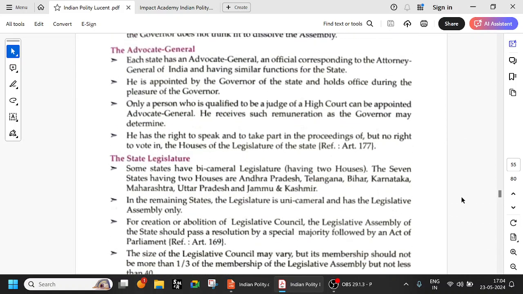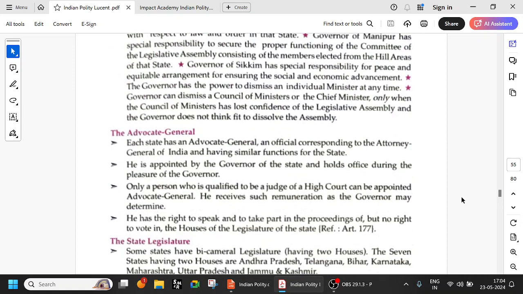So we've seen the state legislature already. Let us look at the Advocate General also, because the Advocate General is closely related to the legislature. He participates in the proceedings. Each state has an Advocate General, an official corresponding to the Attorney General of India and having similar functions for the state. So at the central level you have the Attorney General, at the state level you have the Advocate General.